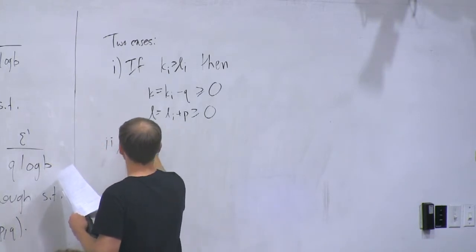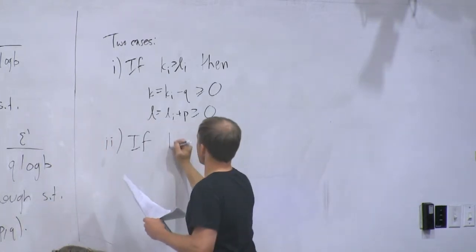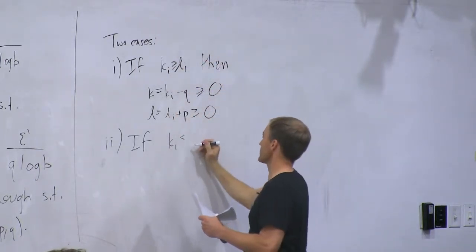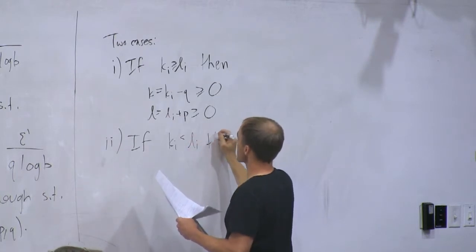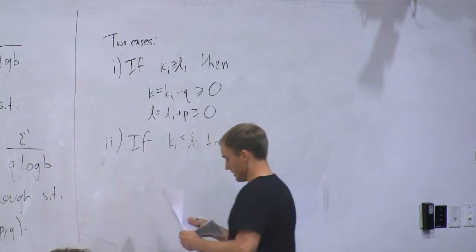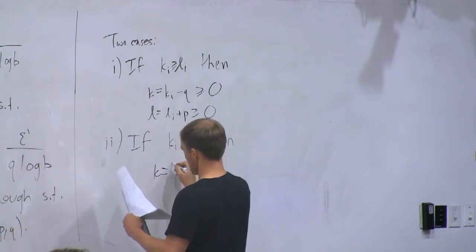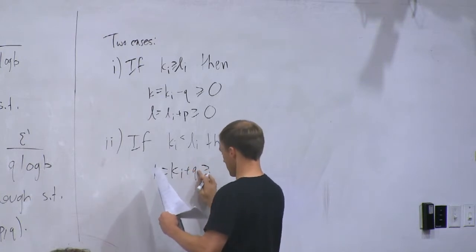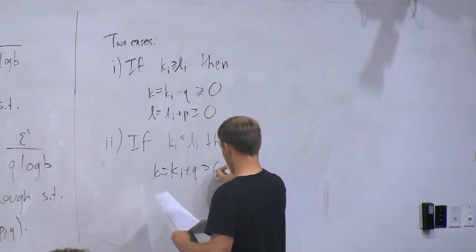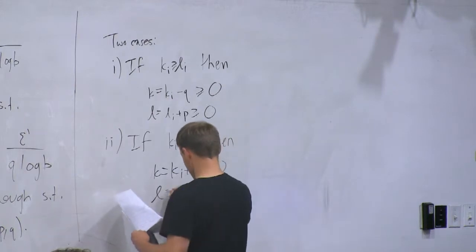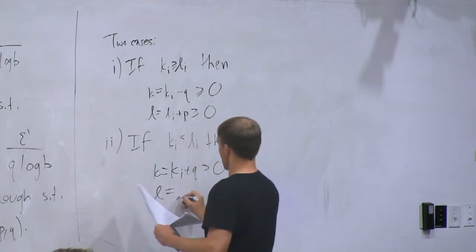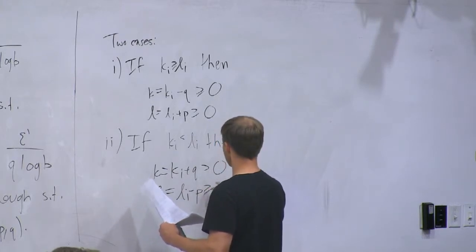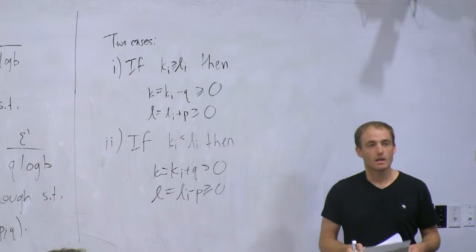Case number two: if Ki is less than Li, then I can take K to be Ki plus q, and I know that that's bigger than 0. It's a sum of two positive things, so it better be bigger than 0. I can take L to be Li minus p, and I know that that's bigger than or equal to 0. Okay? Let me tell you what I'm trying to do.